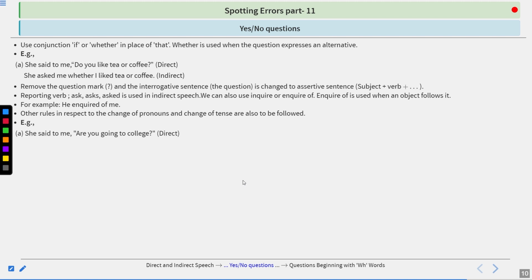Example, she said to me, are you going to college? This is a direct speech. So we have changed this. She asked me if I was going to college. So here, what you can see is that the second person you is changed to I, first person, according to the listener.